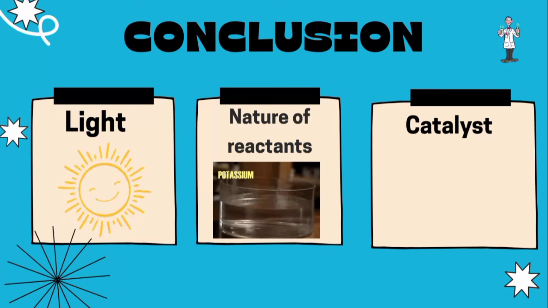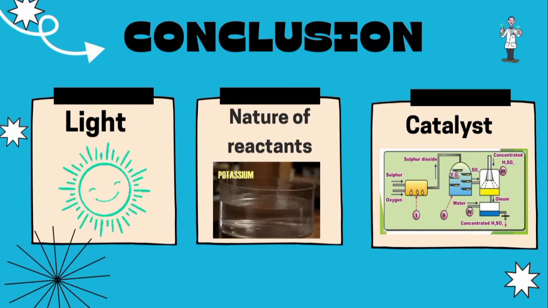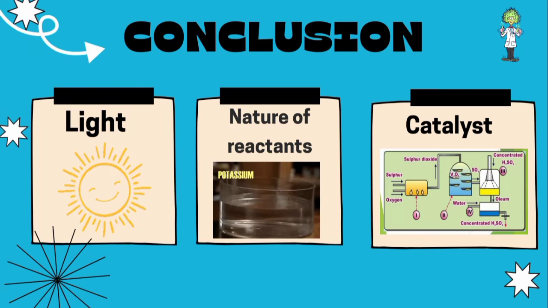Now for the catalyst, as I said before, it alters the rate of a chemical reaction. That means it can either increase the rate of chemical reaction or decrease it, but that depends on whether it is a positive catalyst or a negative catalyst. We have several catalysts, especially the transition metals, which have the ability to exhibit variable oxidation states, either increasing the rate of chemical reaction or decreasing it.